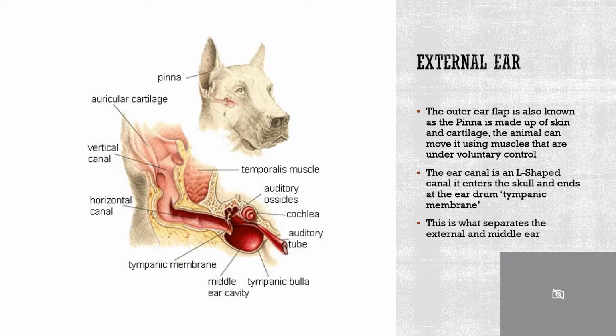The external ear. The outer ear flap is also known as the pinna, and it's made up of skin and cartilage. The animal can move it using muscles that are under voluntary control. The ear canal is an L-shaped canal that enters the skull and ends up at the eardrum, or we should term it the tympanic membrane, and this is what separates the external and middle ear.